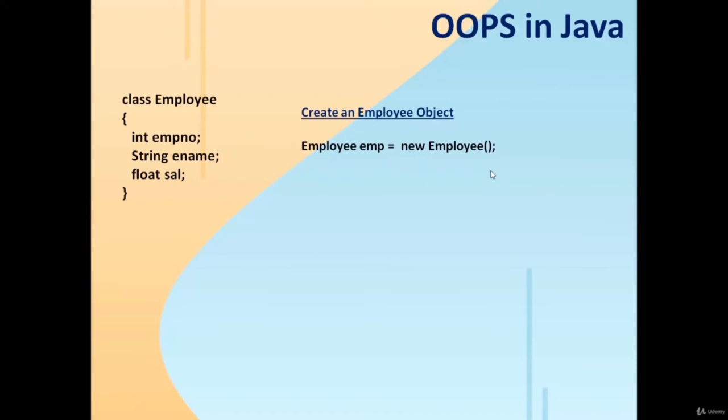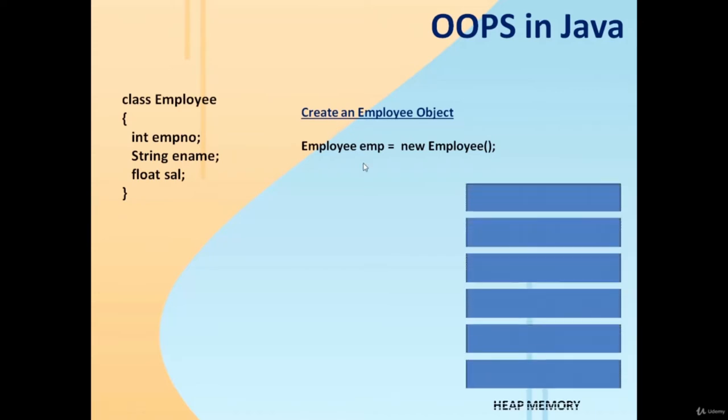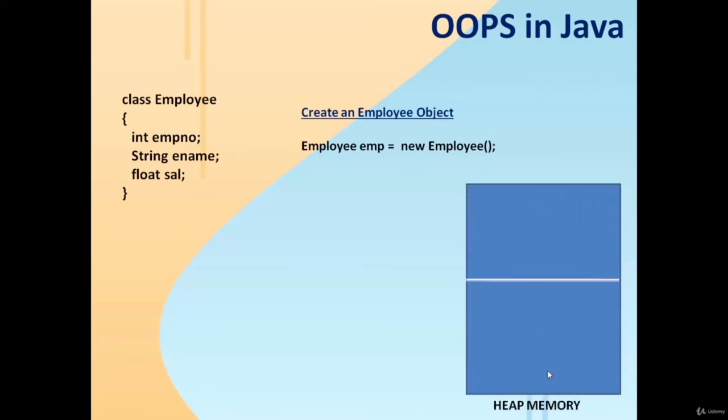For example, in our house, we have got different rooms: drawing room, bedroom, dining room, kitchen, study room, computer room. So different areas, each for one purpose or another. The same way, the JVM architecture has got different memories. One such memory is called the heap memory, where all the objects are placed.